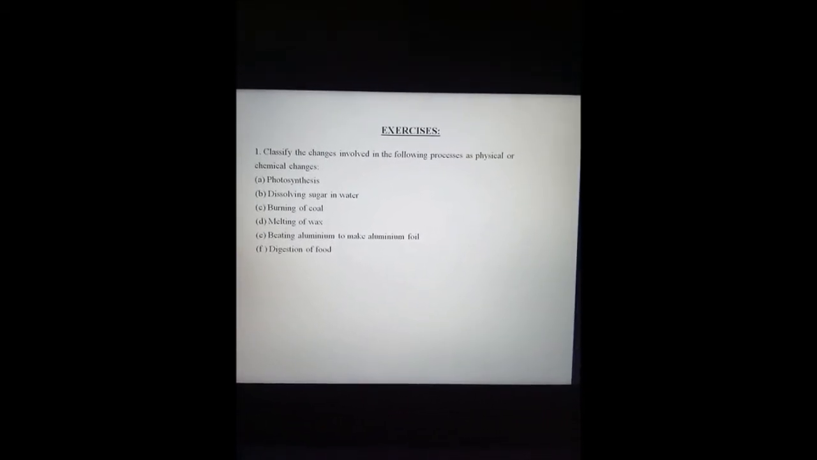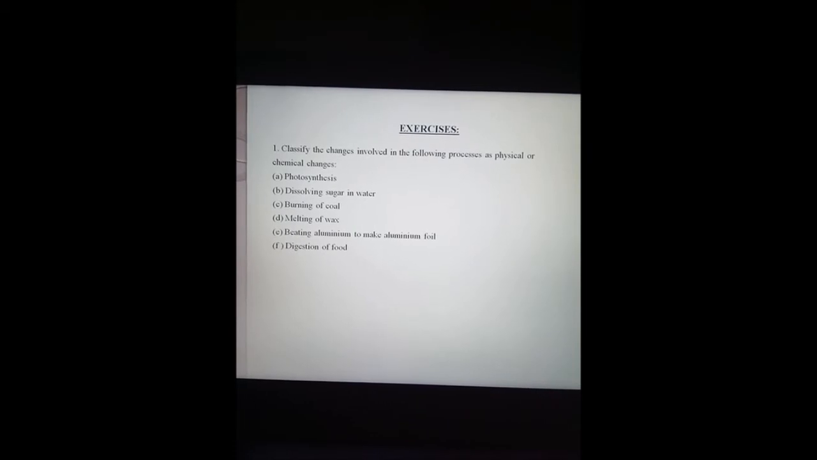Now let's move to exercises. So the first question is, classify the changes involved in the following processes as physical or chemical changes. Number A is photosynthesis. Photosynthesis is a process of making food for plants. So it's a chemical change because it leads to the formation of chlorophyll, which is food for plants.